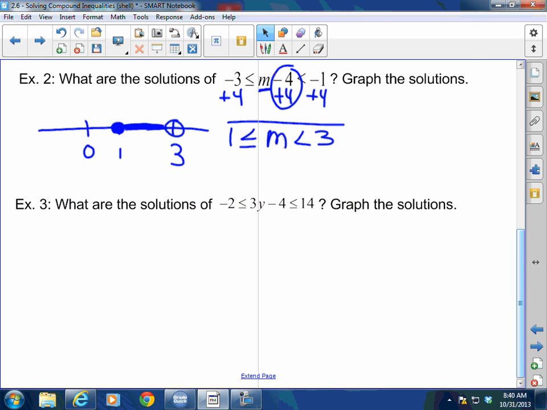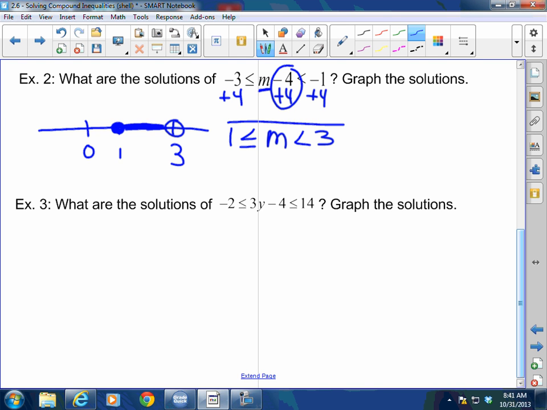All right. What are the solutions of -2 is less than or equal to 3y minus 4, which is less than or equal to 14? You're going to solve for y the same way you have always solved for y. In this case, there are 2 different operations being performed to the y, correct? There's a subtraction and there's a multiplication. What do we get rid of first?